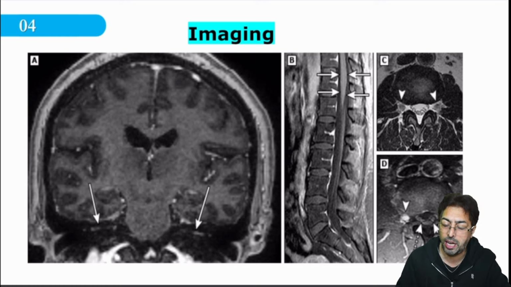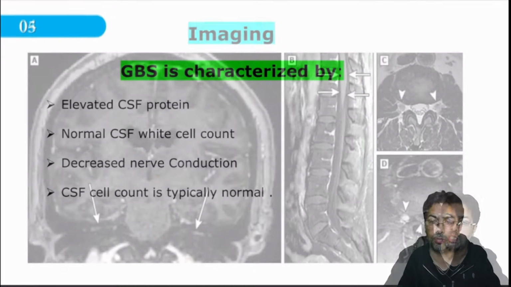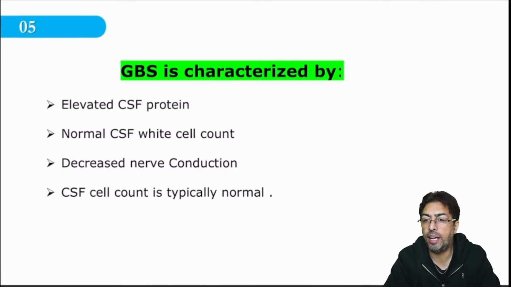And in the third and the fourth diagram, labeled as C and D, you have the signal enhancement in the spinal ganglia. So these are classical features radiologically which can be seen in this. Now, how do we arrive at the diagnosis of Guillain-Barré syndrome? You have to remember that the history is very important.